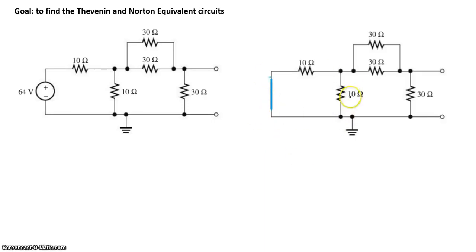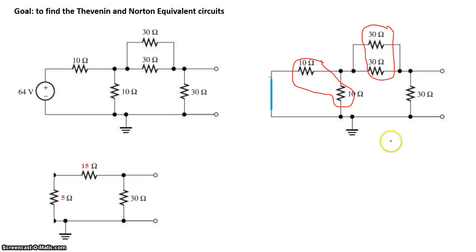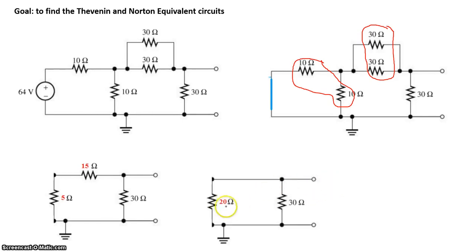Now doing that, we see that the 10 ohm and this 10 ohm are in parallel. We see the 30 ohm and that 30 ohm are also in parallel. So we can write this as 10 and 10 in parallel gives us 5. 30 and 30 in parallel gives us 15. And now we see 15 and 5 are actually in series, so we get 20 ohm in parallel to 30 ohm. And if we simplify this, we basically get a total Thevenin resistance of 12 ohms.